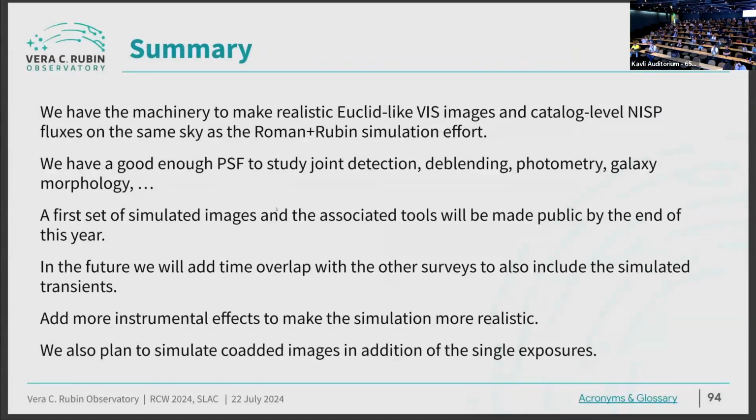And so here, just as a summary, we have the machinery to make realistic Euclid-like images. We are working to make the catalog-level near-infrared simulation. And the big important component is that it's on the same sky as the simulated Roman and Rubin images. So our PSF, we believe, is good enough for a lot of things. If we want to study joint detection, blending, photometry, and galaxy morphology, and I'm pretty sure many other science will be made available with the simulations.